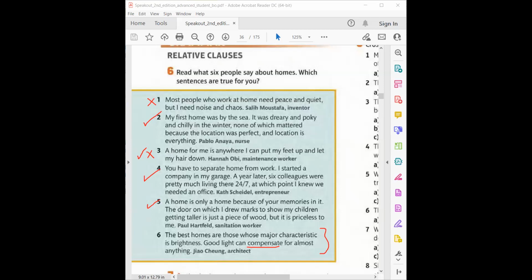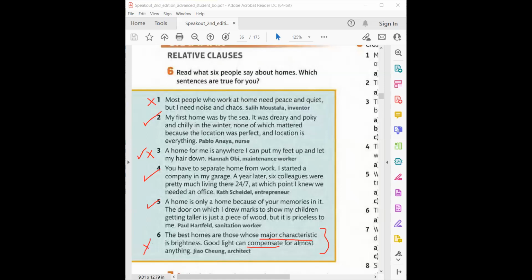I agree to an extent. I don't agree because a house should have way more than that, not just the lights. Teacher, what do they mean by major characteristics? Major characteristics, like the most important characteristics. So major is an adjective, right? Yes, major, like essential. Okay, I don't agree actually. You don't agree. Okay.